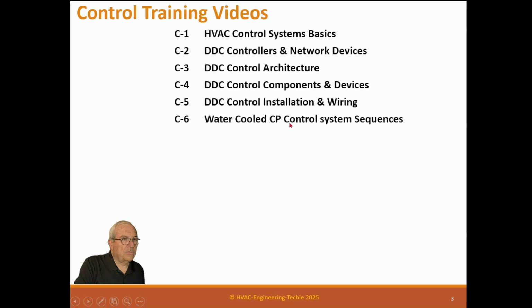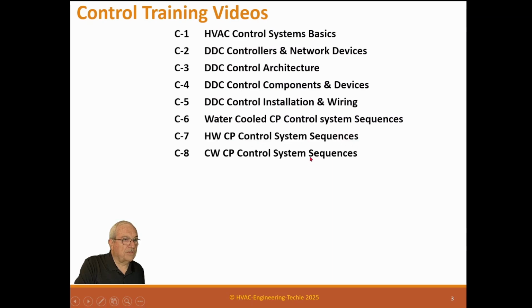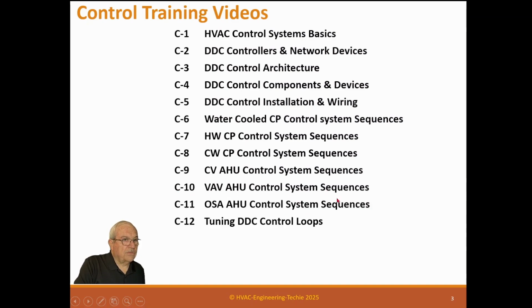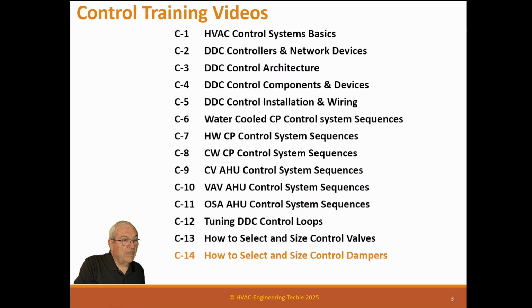C6 is water central plant control system sequences. C7 is hot water central plant system sequences. C8 is chilled water plant control system sequences. C9 is constant volume air handler control system sequences. C10 is VAV air handler control system sequences. C11 is outside air handler control system sequences. C12 is tuning DDC control loops. C13 is how to select and size control valves. C14, which is this video, is how to select and size control dampers. And C15 is HVAC pneumatic controls.